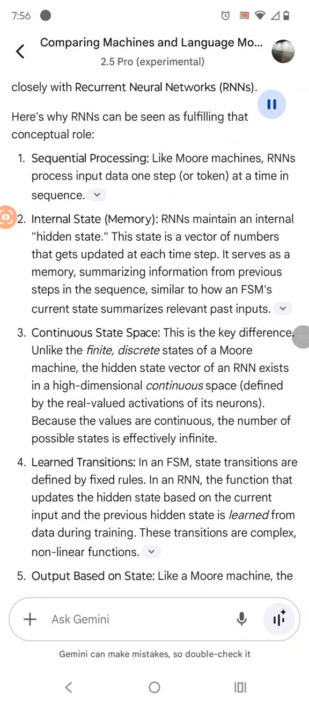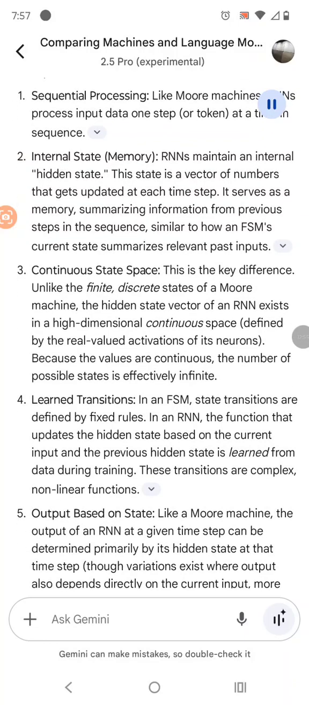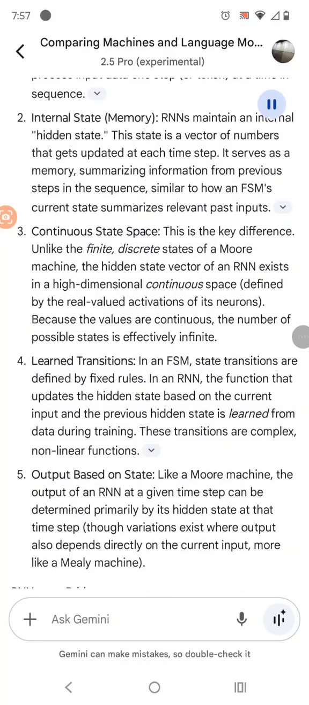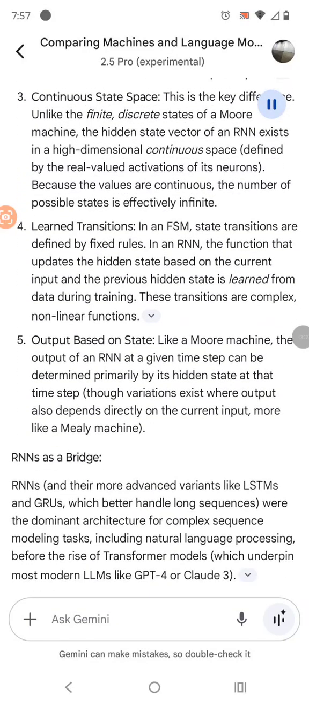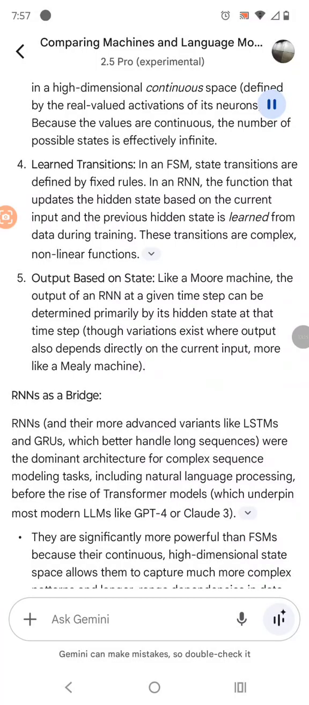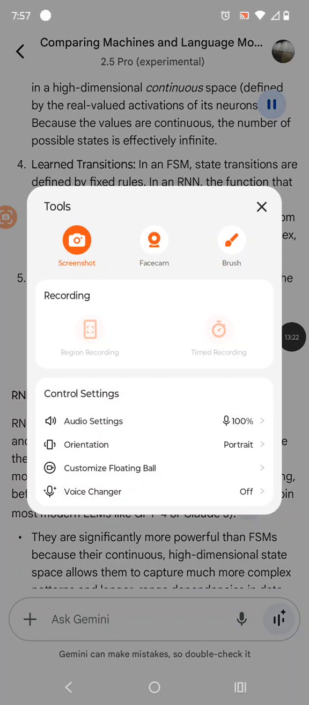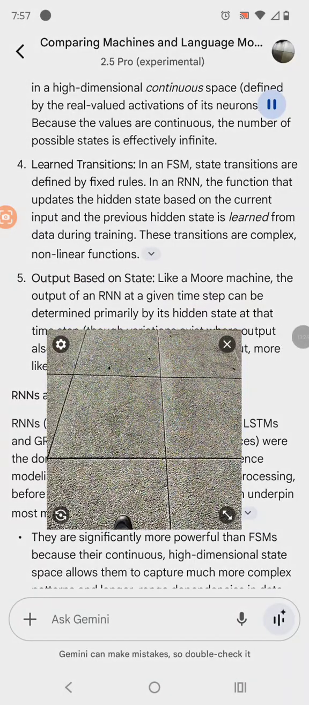3. Continuous state space. This is the key difference. Unlike the finite, discrete states of a Moore machine, the hidden state vector of an RNN exists in a high-dimensional continuous space, defined by the real-valued activations of its neurons. Because the values are continuous, the number of possible states is effectively infinite. 4. Learned transitions. In an FSM, state transitions are defined by fixed rules. In an RNN, the function that updates the hidden state based on the current input and the previous hidden state is learned from data during training. These transitions are complex, nonlinear functions.